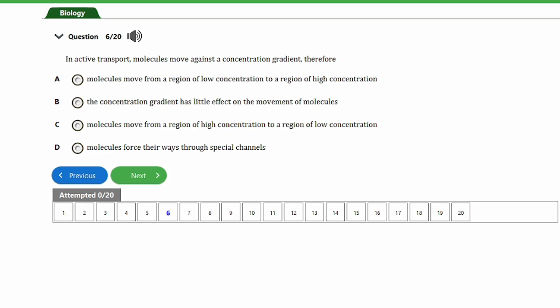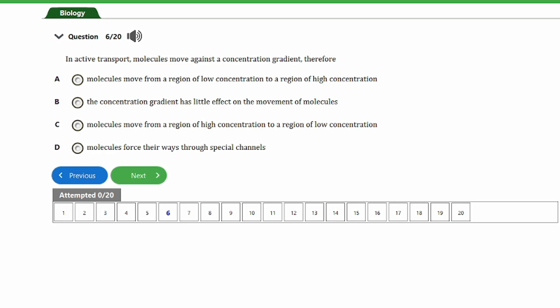It says, in active transport, molecules move against a concentration gradient. Therefore, A. molecules move from a region of low concentration to a region of high concentration. B. The concentration gradient has little effect on the movement of molecules. C. Molecules move from a region of high concentration to a region of low concentration. And D. Molecules force their ways through spatial membrane. So guys, the correct answer to this question is option A.